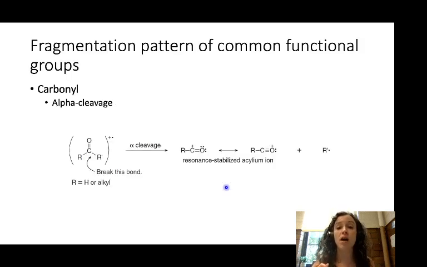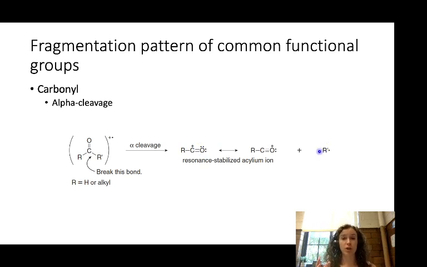The most common type of fragmentation that we're going to see is alpha cleavage of carbonyl groups. So here's your carbonyl group, right? The most common bond to break will be the bond on either side of that carbonyl. When those are cleaved, you'll get something that looks like this, some resonance stabilized ion, plus the thing that broke off.